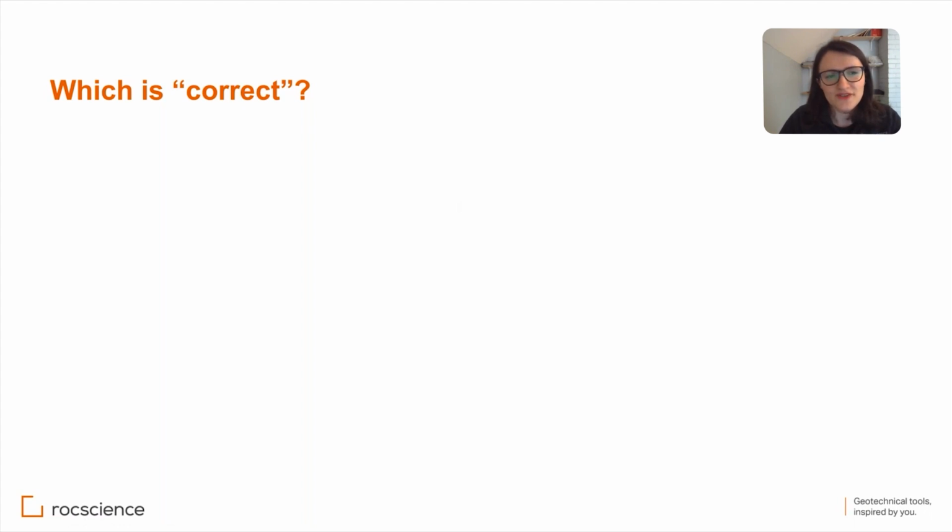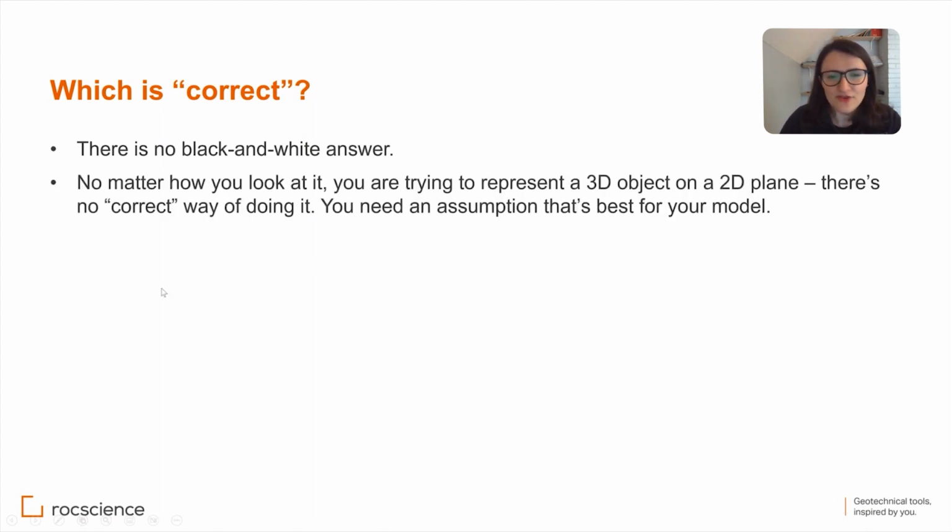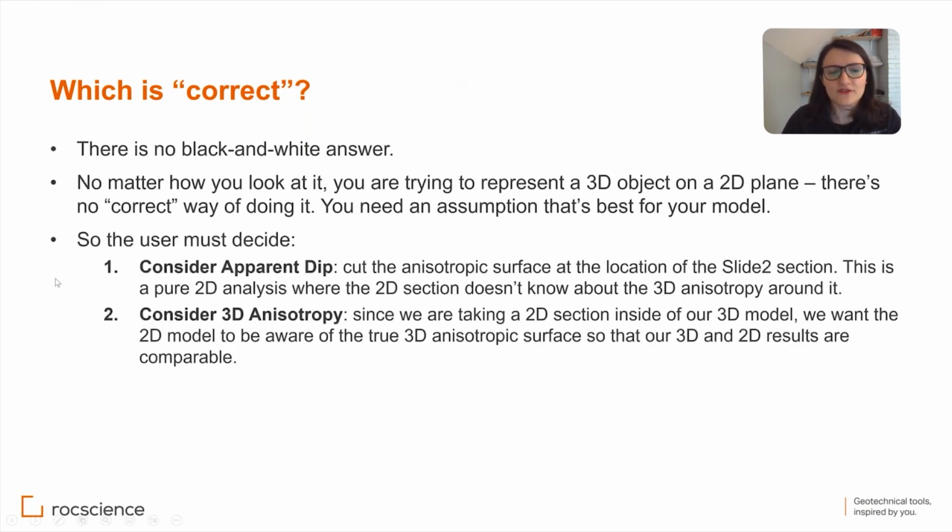So probably you're wondering which one is correct, which one should you use? And unfortunately, there is no clear answer on that. No matter how you look at it, you're basically representing this 3D anisotropic surface on a 2D plane. So there's no correct way of doing it because it's not possible. So you need to assume something that's best for your model. And so you have to decide if you want to use the apparent dip method or the 3D anisotropy method.